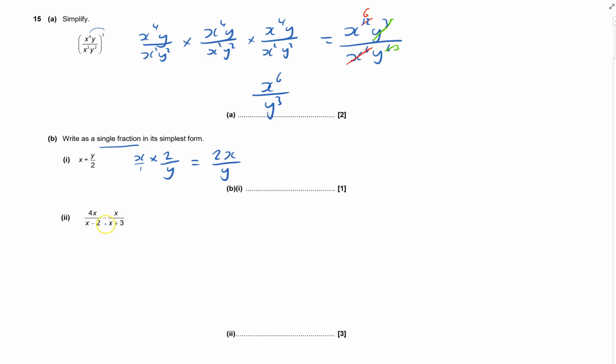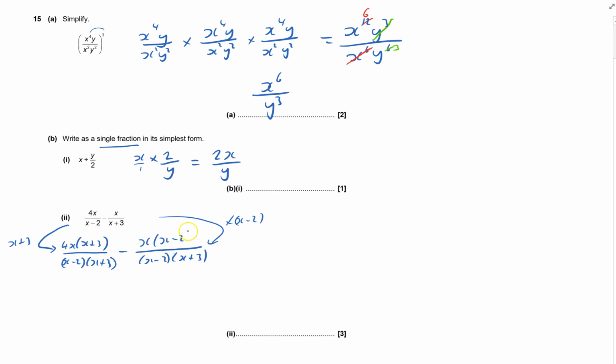And now we've got to subtract some fractions, so we need to make the denominators the same, so I'm going to make them both over x minus 2 times by x plus 3. And then minus, this one will be over x minus 2 times by x plus 3. What I have to do to that first one, I have to times the top and bottom by x plus 3. So times the top by x plus 3, I'll get 4x times by x plus 3. And this one here, I've got times top and bottom by x minus 2. And so this bit will become minus x times by x minus 2.